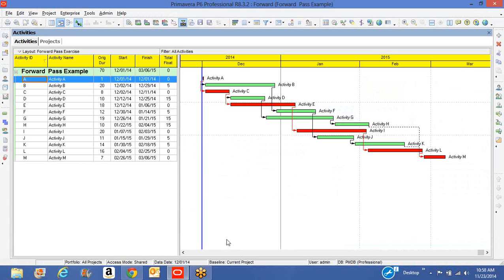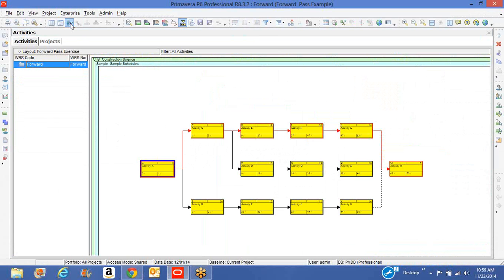Now, when you're looking at a traditional Gantt chart, this can be a little bit difficult. So actually what I did is I switched over to the network diagram view. If you haven't looked at this before, I encourage you to play with it. One of the big advantages of the network diagram is that it's not time scaled.